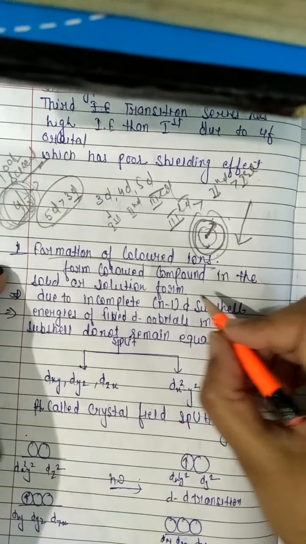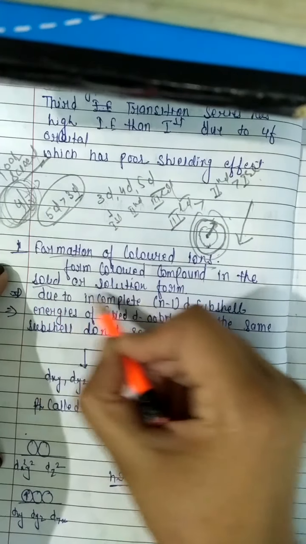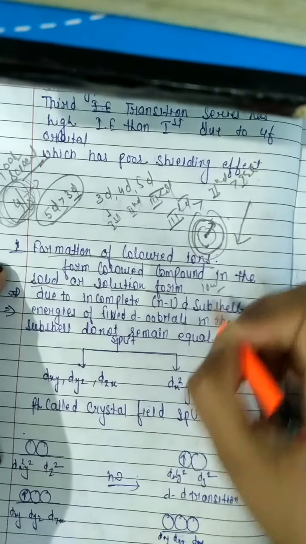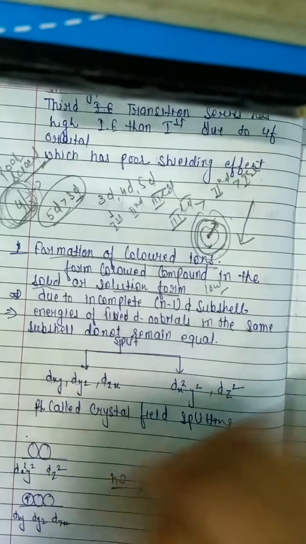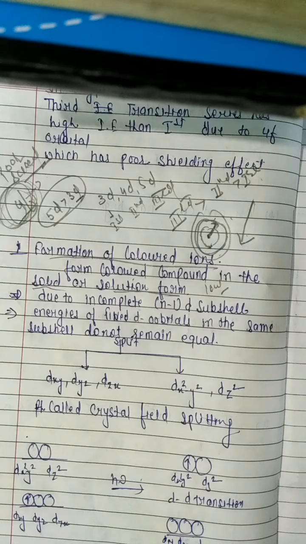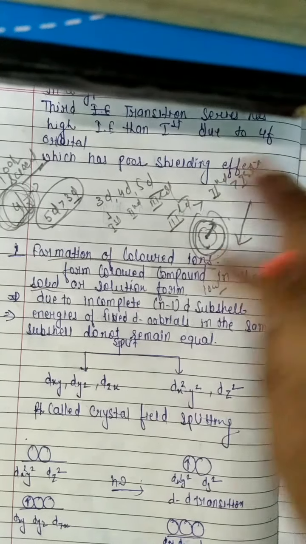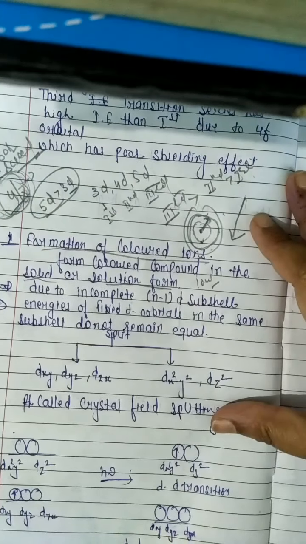Next, they show color in a solid or solution form, meaning in an ion form, mostly in a solution form only. When there are unpaired electrons, then they show color. If the orbitals are fully filled, then they do not show color.